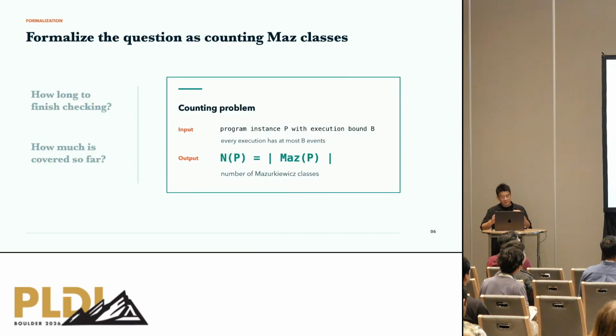Our approach to address the 2 questions is to look into this mathematical problem, which is a counting problem. The problem asks, for a given program instance P with an execution bound B, which means that we assume every execution can have at most B events, to count the number of different Mazurkiewicz classes induced by the program.